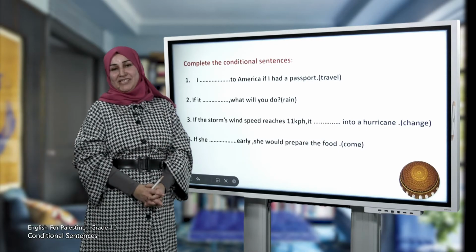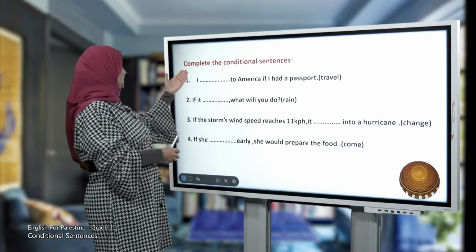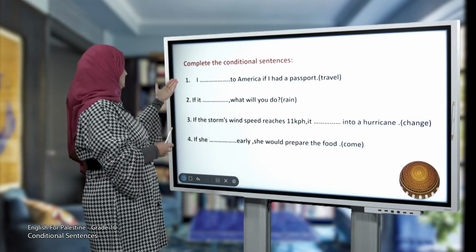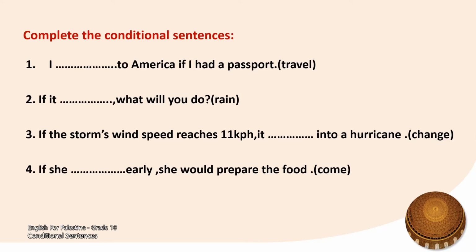Now, let's do this exercise together. Complete the conditional sentences. Number 1. I to America if I had a passport. We have to correct the verb travel.